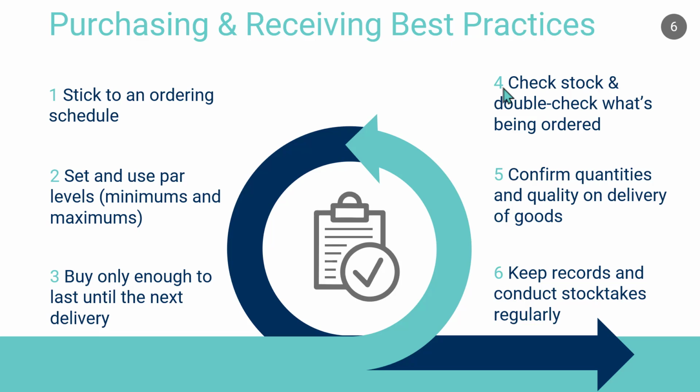Exceptions to that may depend on pack sizes. So maybe we only need 100 takeaway containers to get through a week between deliveries, but maybe the supplier only sells cases of 1,000 takeaway containers. Our hands are kind of tied there. Also, perishables should be more closely monitored and bought as frequently as possible.